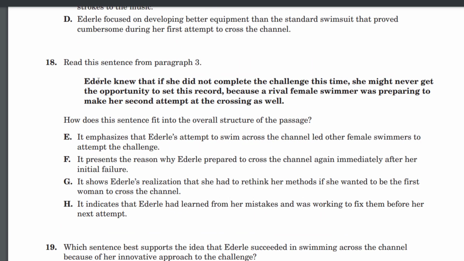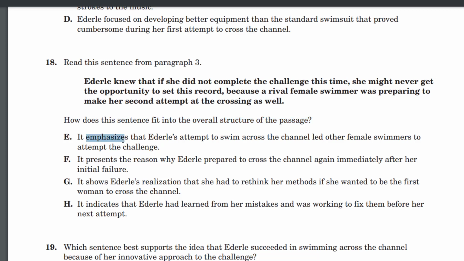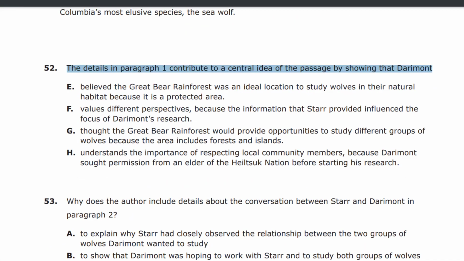Let's see another. Again, here's a sentence from paragraph 3, in this case of another passage. How does the sentence fit into the overall structure of the passage? Begins with verbs: emphasizes, presents, shows, indicates. Let's try another. The details in paragraph 1 contribute to a central idea of the passage by showing that Darabont believed, values, thought, understands, all verbs.